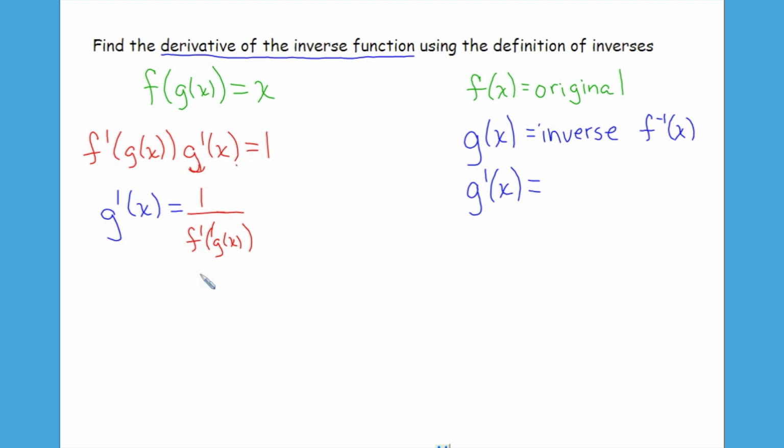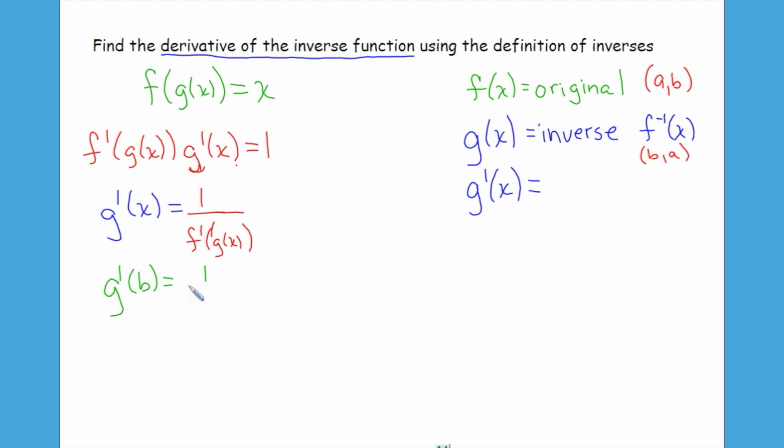That's a lot of stuff for me to see. So you know what I'm going to do? I'm going to go back to our original thing when we talked about points. So we know if the point A, B is on the original, then the point B, A is on the inverse. All right? So let's get very particular. I'm going to say this. I want to find g prime of B.